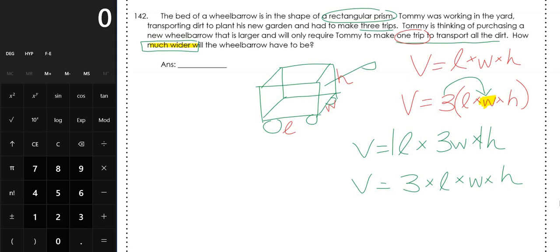So our answer is going to be, how much wider will it have to be? 3 times wider. Okay, and we're done. Let's keep moving.